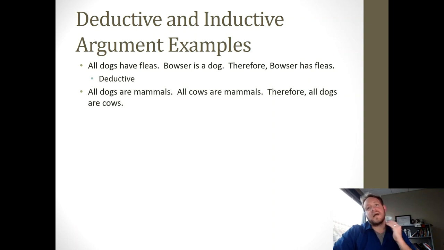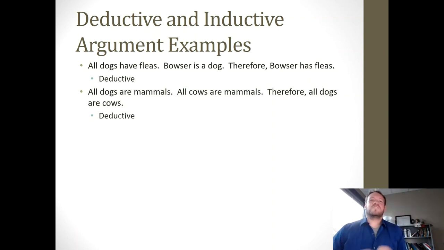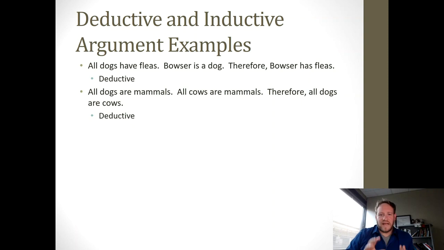All dogs are mammals, all cows are mammals, therefore all dogs are cows. This is also a deductive argument. Now, you might be saying, but the conclusion is false, right? No dogs are cows. Well, there are some dogs that are very, very fat, but even those ones aren't actually cows. It's a problematic argument structure, invalid, and that's why this argument is wrong, but it's a deductive kind of argument. They're trying to guarantee the conclusion.